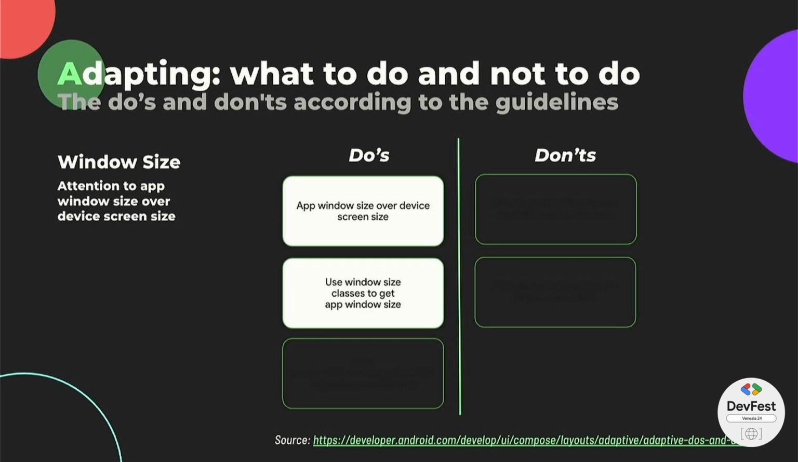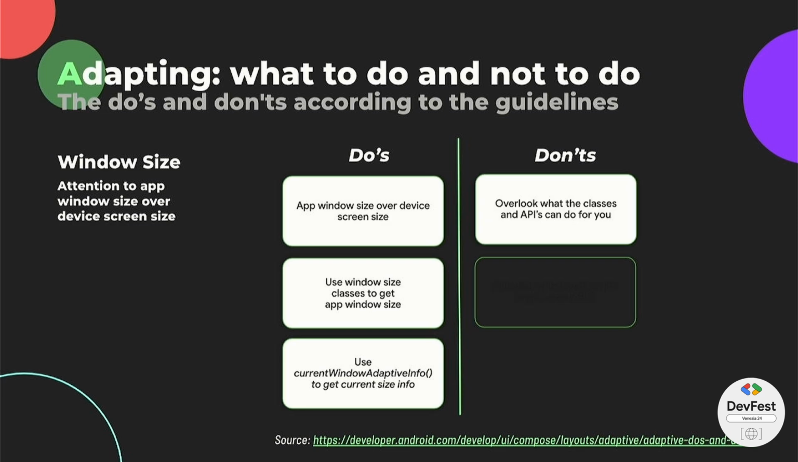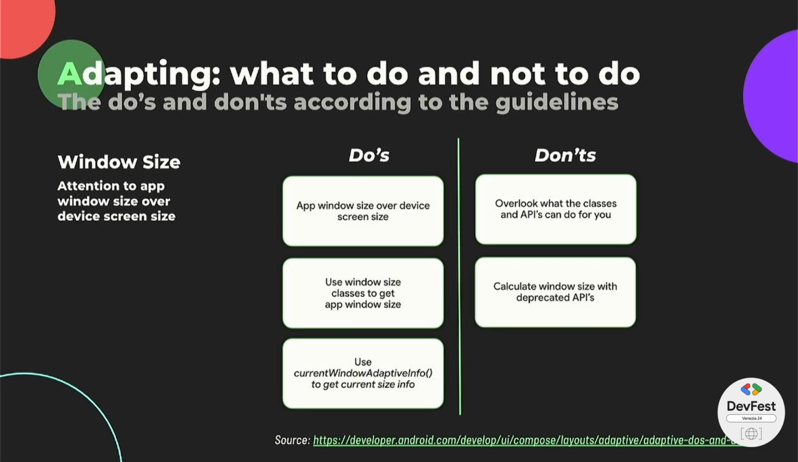So you can use WindowSize classes to get the app WindowSize class. And you can use a function called currentWindowAdaptiveInfo. This will basically give you the information of what the current window size class is. Then, do not overlook the power of window size classes. They can actually do a lot for you. And you shouldn't calculate the window size class using deprecated APIs.